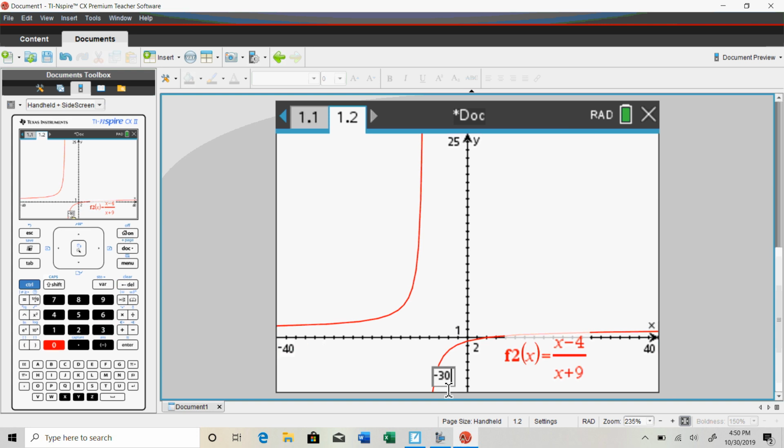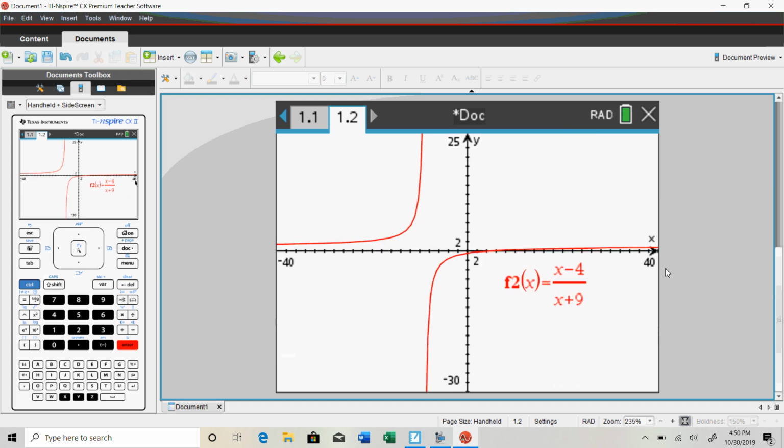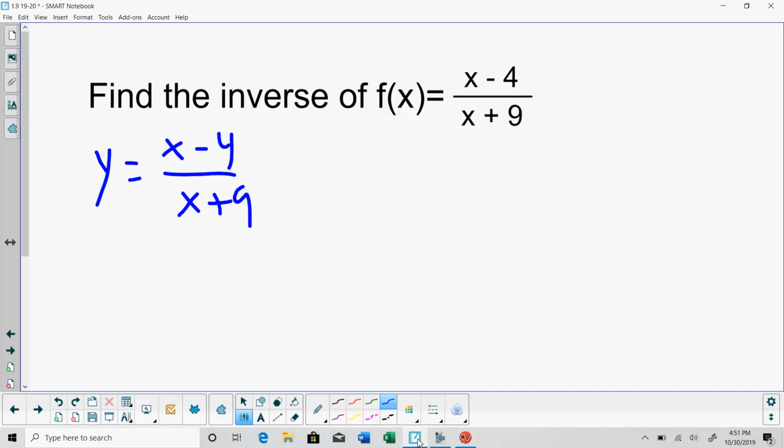If I expand out a little bit, does this graph pass a horizontal line test? It does. Any horizontal line I draw will go through this graph in at most 1 point. So we're going to try and find the inverse of this. And remember, the inverse should be the mirror image over the line y equals x. So how do we find it?